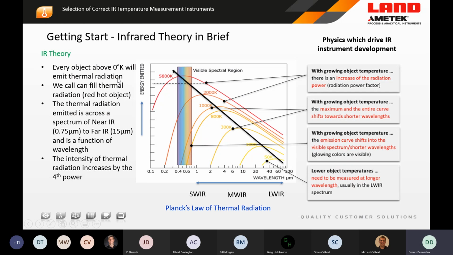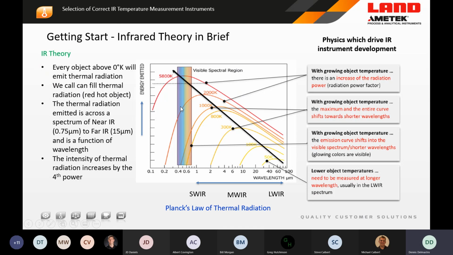Now, every object out there above 0 degrees Kelvin will emit thermal radiation. We can all feel it. If you put your hand next to especially a red hot object, you can feel thermal radiation. It tends to deal primarily in the range of about 0.75 to 15 microns. The intensity of the energy emitted is actually to the fourth power. So if you take an object and you double the temperature, you will have a 16 times increase in the amount of thermal energy being radiated.